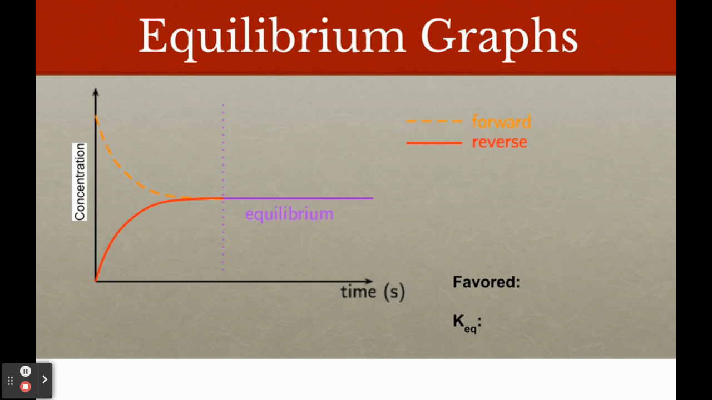And then for this graph, again, the purple dotted line is where we are reaching equilibrium, and neither reactants nor products are favored here because the concentrations are equal. So this would mean that our KEQ is equal to 1.